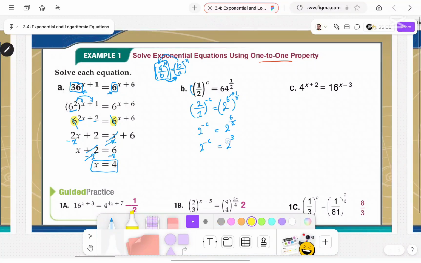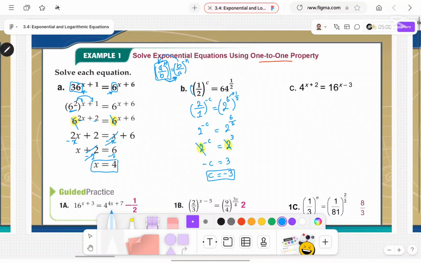Now, do I have same bases? So this base is similar to this base. So I can cancel the bases. So negative c is equal to 3. Or we can just now divide by negative 1. So c is equal negative 3. Okay? So this is the answer.